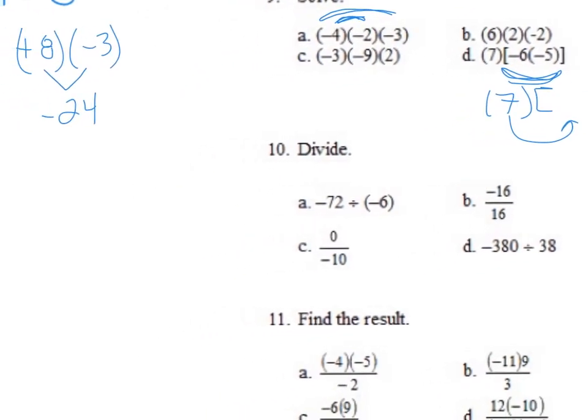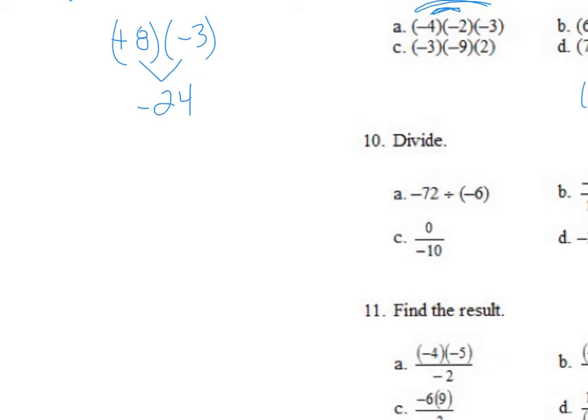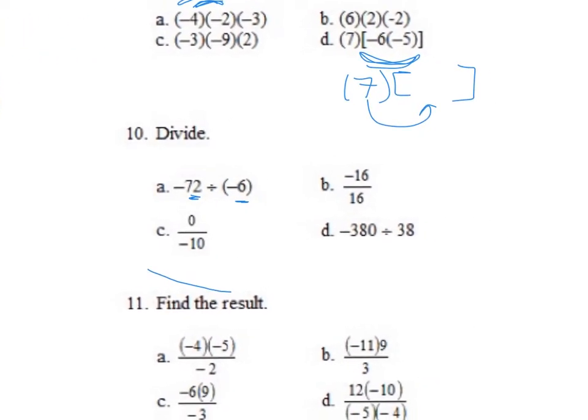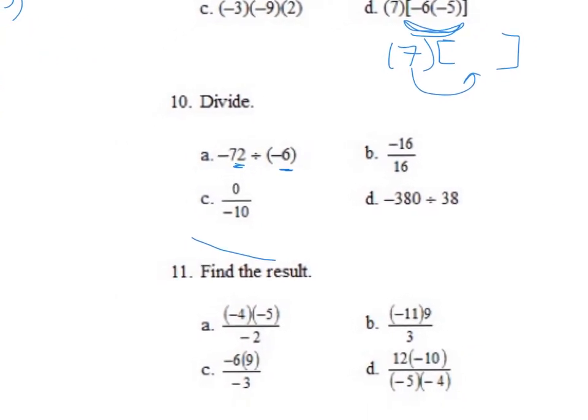Division is very much the same as multiplication. You'll divide your numbers first. So 72 divided by 6 is 12. Then a negative and a negative is a positive. And the rest, again, are the same. You just apply your rules.